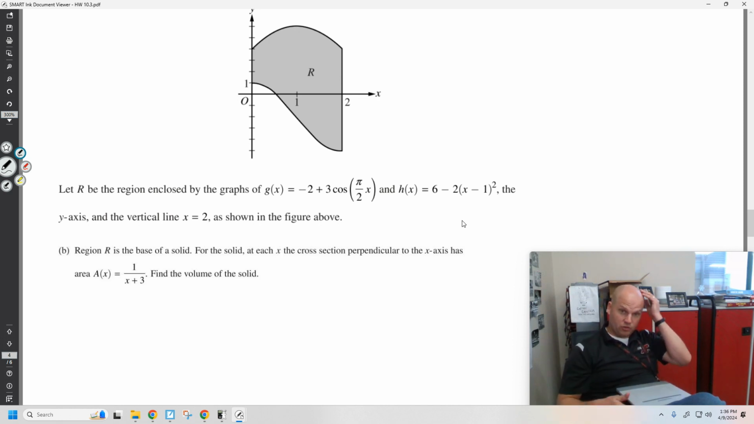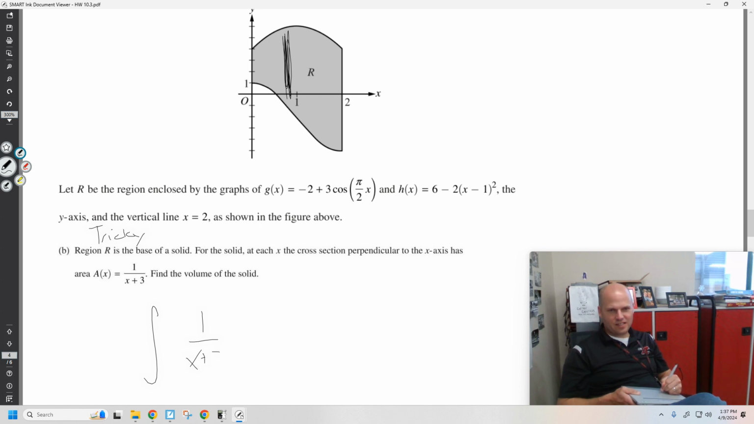Show you how quickly you can do some of these. This one's tricky. I remember when this showed up on the AP exam. We got a cross-section perpendicular to the x-axis whose area is 1 over x plus 3. This is tricky. They're literally telling you, here's the formula for the area. It's this. Well, you need to sum up your areas times the skinny height. You have nothing else to do besides that.